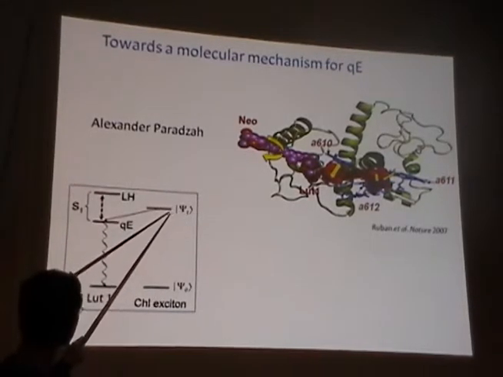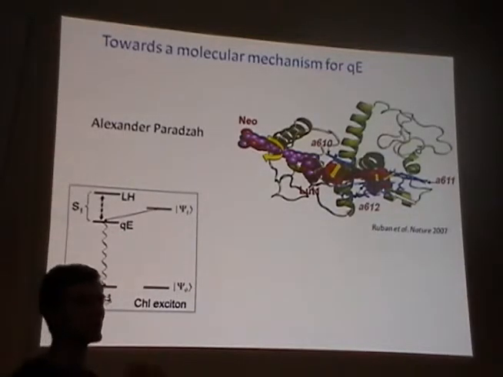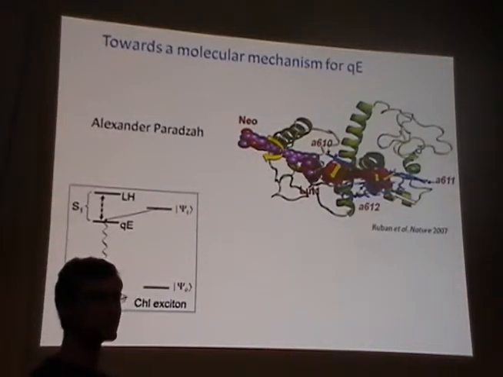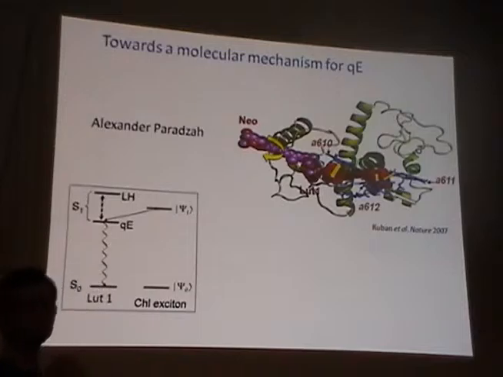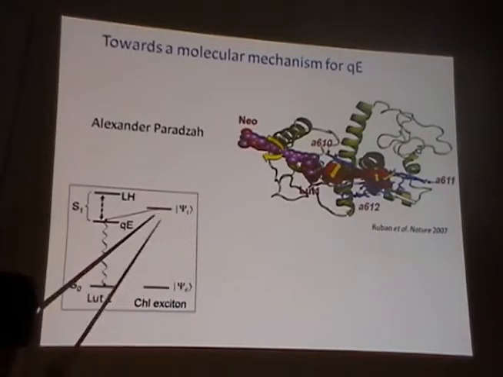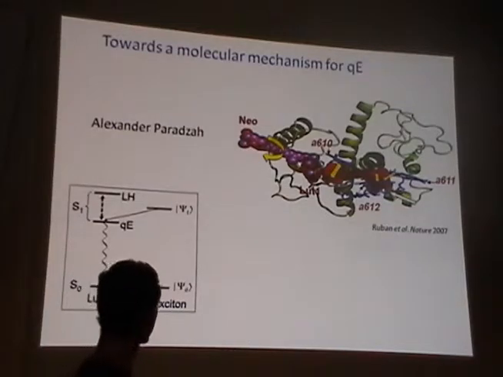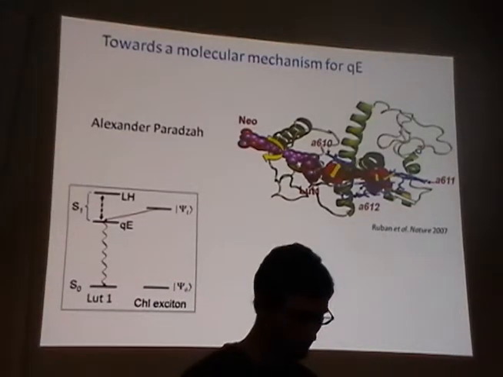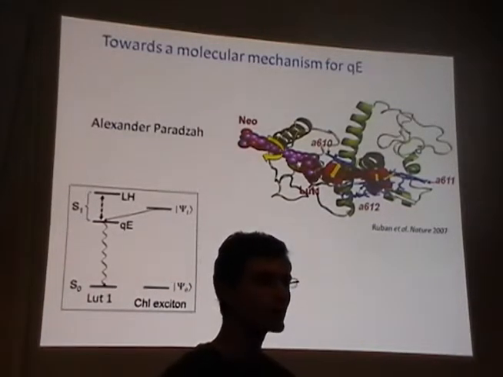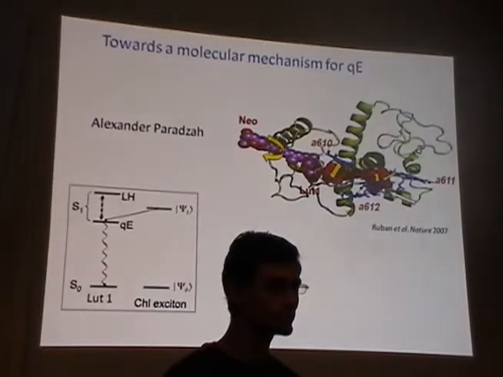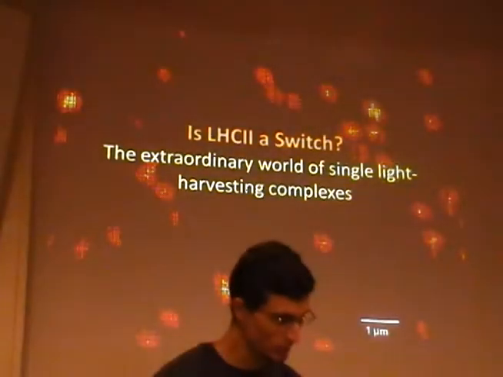But now, under QE conditions, because of the slight conformational change, the S1 energy level is shifted to below that of the lowest exciton state, and you have opened up an energy channel. So the probability of transferring the energy from the lowest exciton state to the S1 state increases dramatically. That is what was proposed. So this is a kind of switching mechanism.